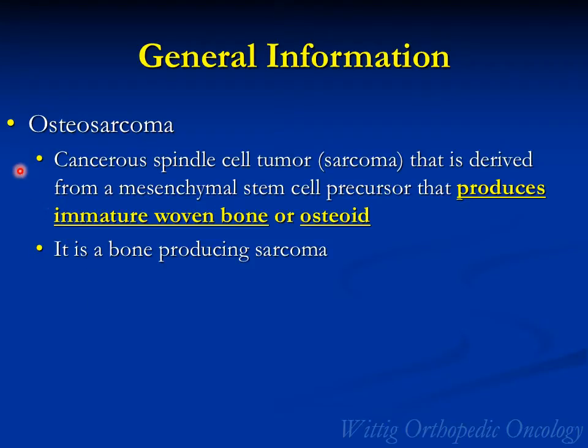An osteosarcoma is a cancerous spindle cell tumor or sarcoma that is derived from a mesenchymal stem cell precursor that produces immature woven bone or osteoid. So the key to diagnosing an osteosarcoma is that it produces immature woven bone or osteoid, and it's cancerous in appearance. The cells are cancerous. It is a bone-producing sarcoma, meaning that it has the ability to metastasize. It is not benign.